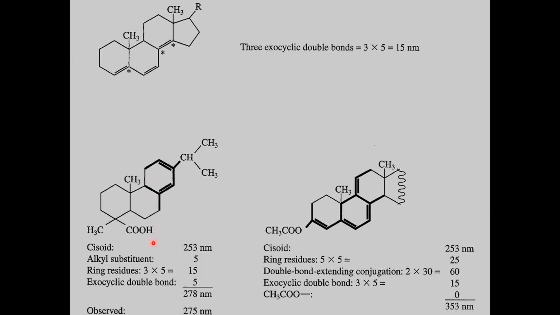The lower examples include some natural products. For example, this is called abietic acid. The parent diene here is a homoannular diene, which has 3 ring residues in addition to 1 alkyl substitution.